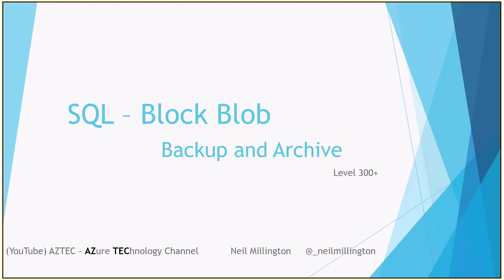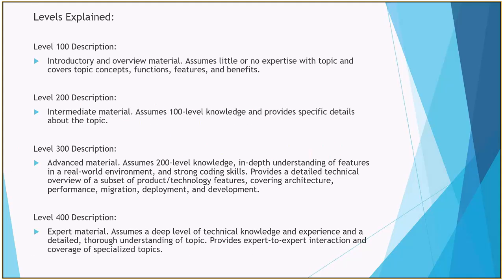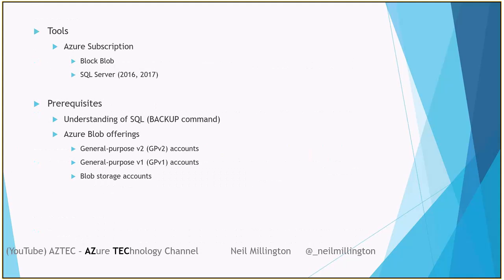As you can see here, this course is basically, as all the others are, pitched at the level 300 and above. Basically that means, as you can see here, it's the Microsoft classification for training for levels 1 through to 400. We're level 300, so level 300 assumes knowledge and understanding of the features that we're going to be talking about in this video. What that translates to is basically some tools and prerequisites.